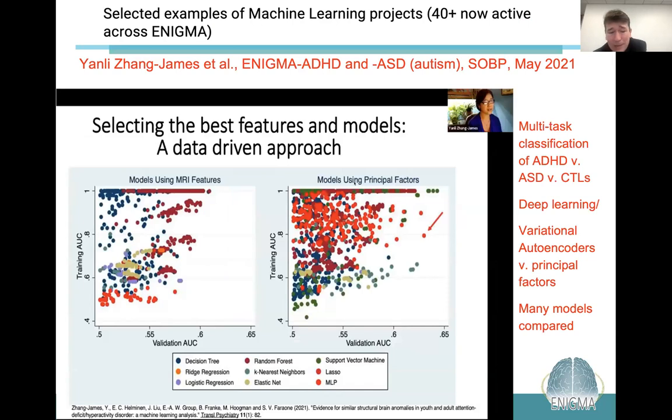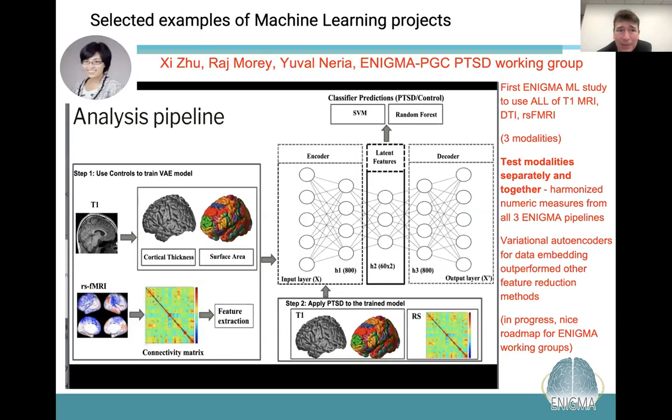But even with the existing data, she's found really nice rankings of different classical machine learning and deep learning methods, actually showing that VAEs are very useful, even on discrete derived numeric summary data. They're very, very useful in distilling principal factors from the data for this task. You can use multimodal data.